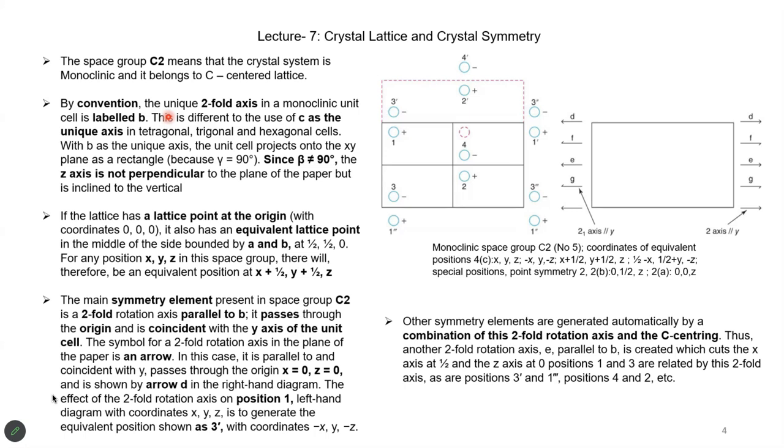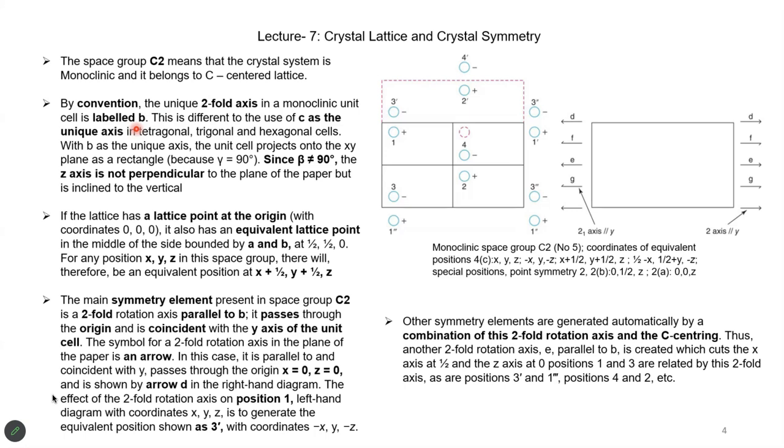And it is a monoclinic system, and it has a unique axis, a 2-fold axis. This unique axis is labeled as B. Now you might ask, what is a unique axis? Every crystal system has a unique axis.